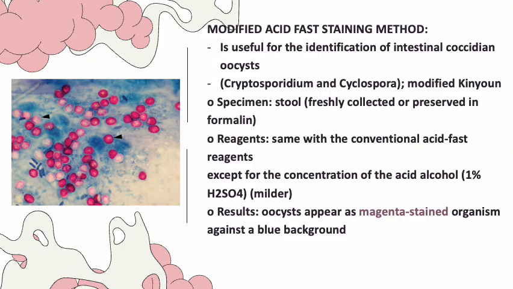Okay. So, discussing the other type of acid-fast staining would be your modified acid-fast. So, usually it is used for the identification of intestinal coccidian oocysts, your Cryptosporidium and Cyclospora. Okay? So, usually it is done in stool specimen, freshly collected or preserved in formalin. And usually the reagents are the same as the conventional acid-fast reagents, except that the acid alcohol is 1% sulfuric acid, or milder. Now, the result will be a magenta stained organism against a blue background.